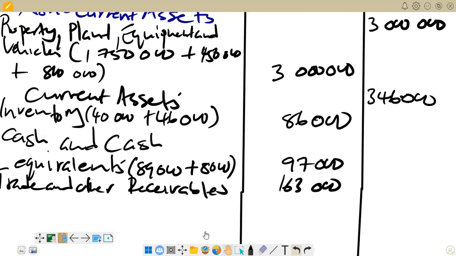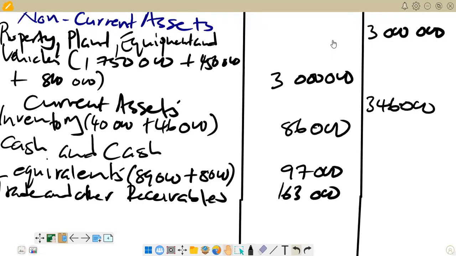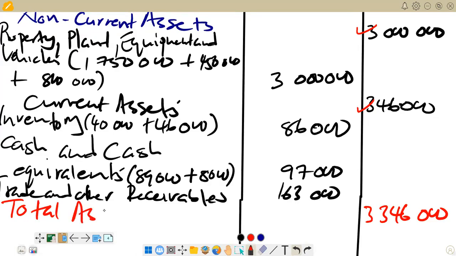So what does it mean now? We now have the total for non-current assets and current assets. So we are going to add the two to get the total for assets. Remember that accounting equation: we have to find the figure for total assets. If you add 3 million plus 346,000, we get 3,346,000. So this is our first balancing figure, and it is total assets. You can see that we've added current and non-current assets.